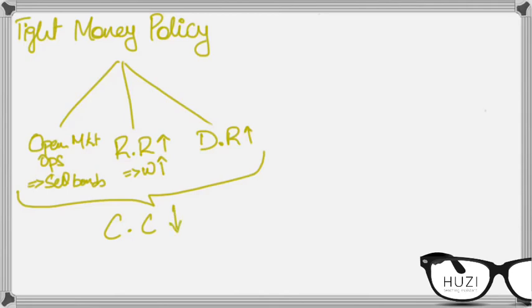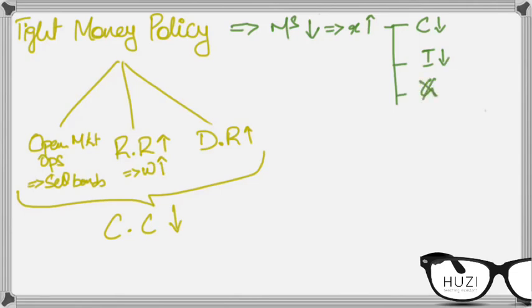So this means that market supply will fall, interest rates will rise. When interest rates rise, saving is attractive and borrowing is expensive, so consumption falls. Then the marginal efficiency of capital needs to exceed interest rates, but since interest rates are higher, investments will also fall. There is no impact on government expenditure.